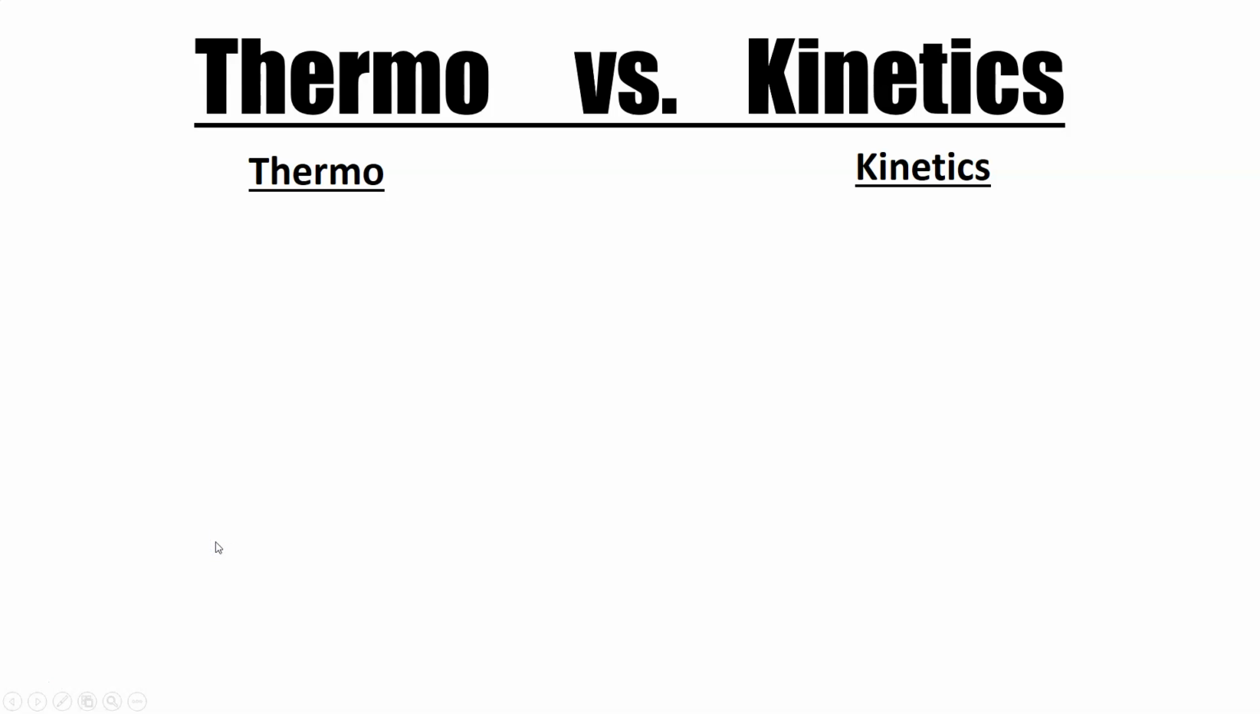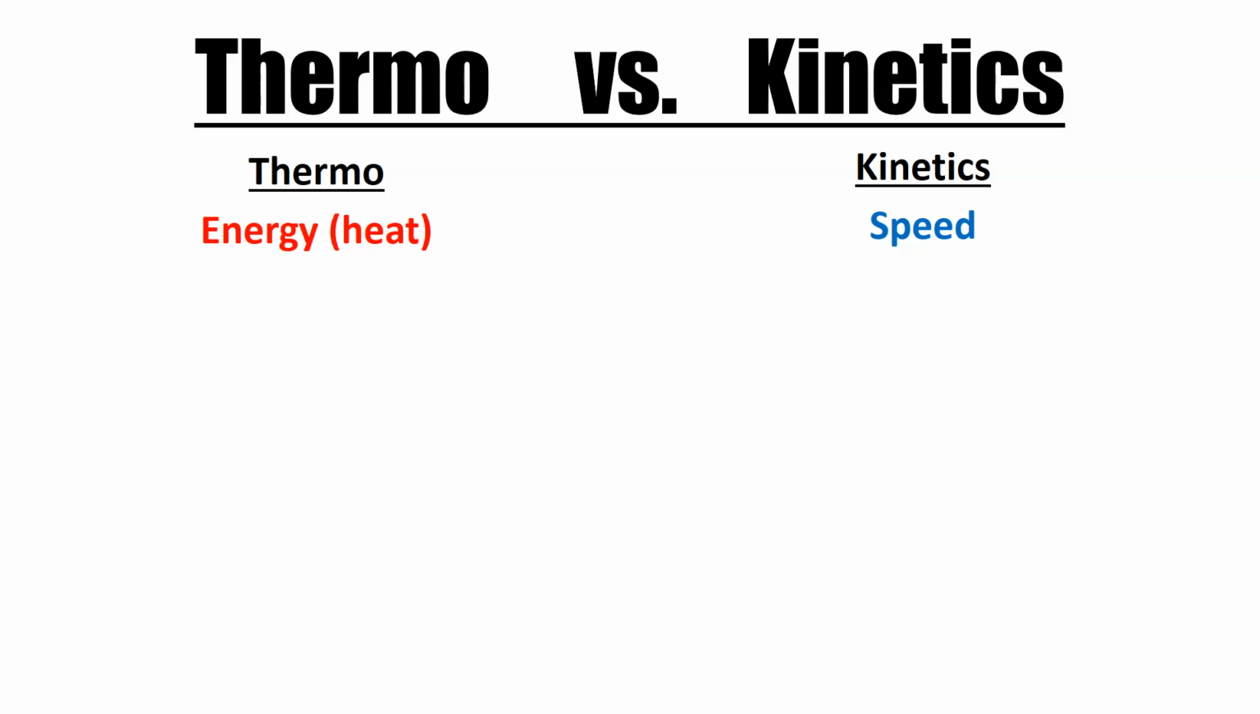I like to start this chapter by describing a little bit of the differences between the thermo chapter and the kinetics chapter. Sometimes people have a tendency to mix these things up, so I like to go through and explain the difference. For the thermo chapter, we're really looking at the heat and the energy that's involved during a reaction. In kinetics, we're talking about the speed of a reaction.